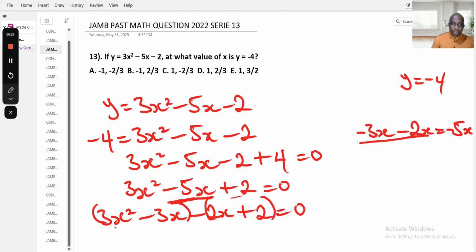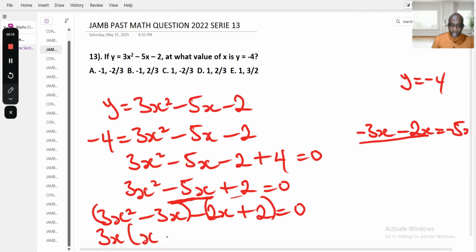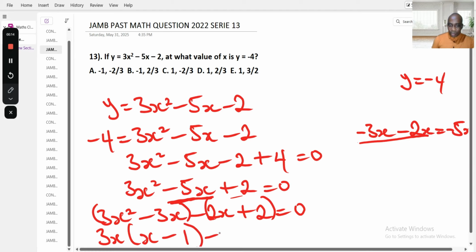Now, what is the common factor here? The common factor here is 3x. x is here, 3 is here, 3 is here, x is here. Therefore, our common factor is 3x. How many 3x can we remove from here? It will remain only one x left. Minus 3x minus 3x, it will remain minus 1.